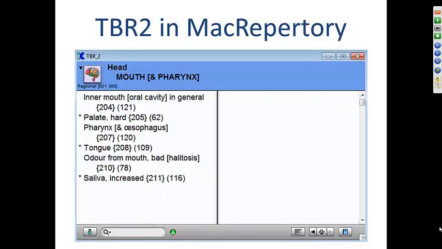And then under head, you've also got mouth and pharynx, and you can see here you'll find odor of the mouth and also saliva. I'm not going through everything, but just some interesting ones. I will post these slides so you can study this for more familiarity with this program. And by the way, we will be doing more classes on this, either by myself or other individuals.